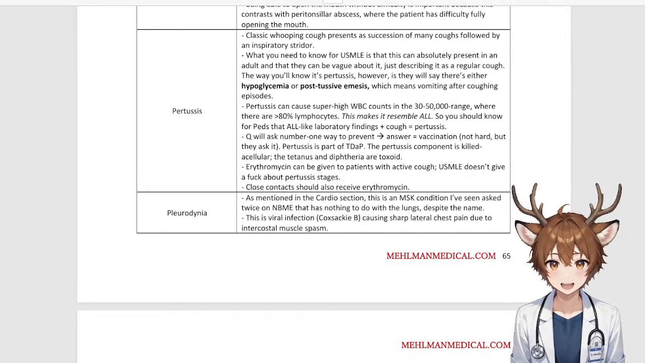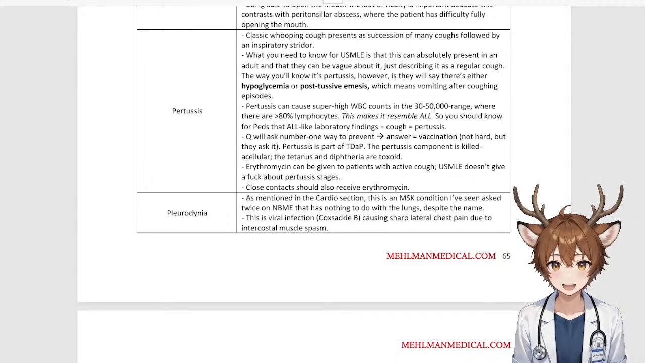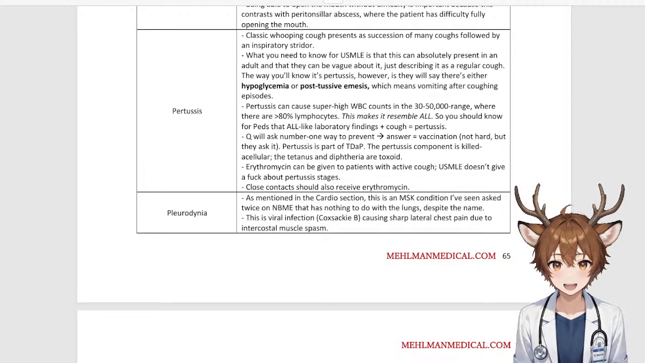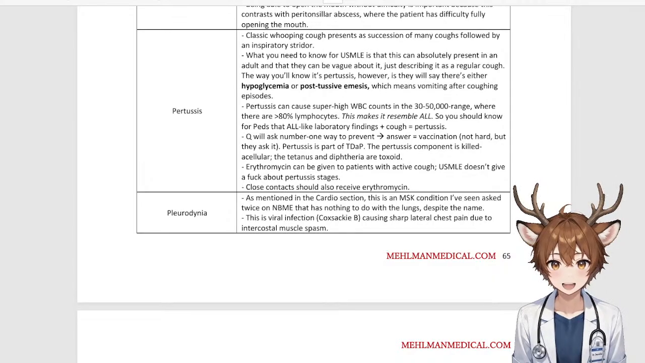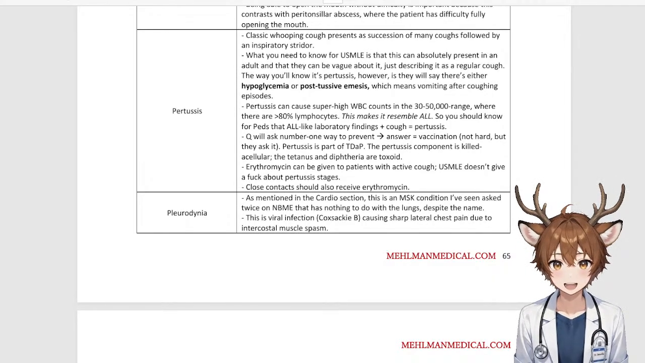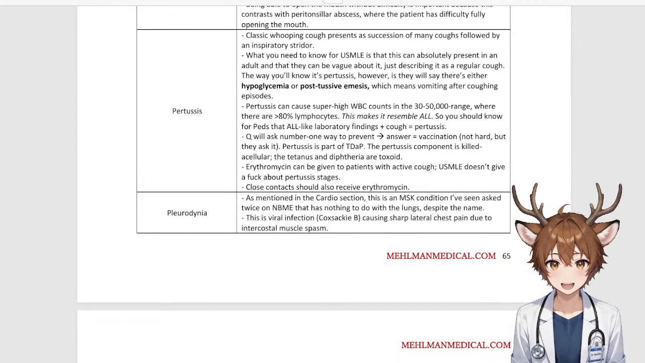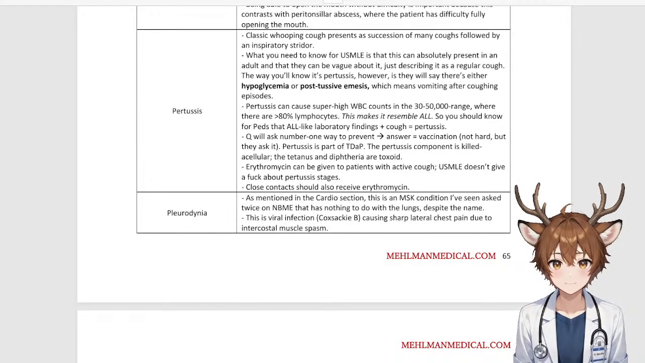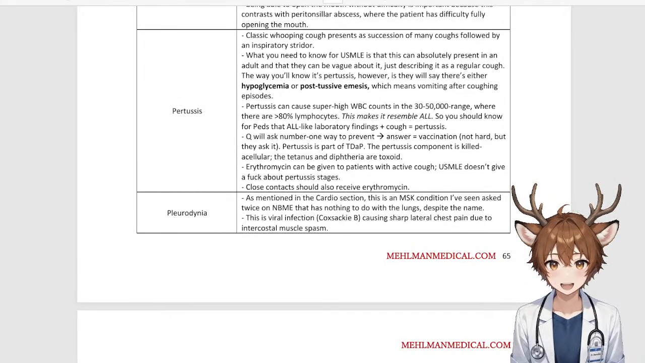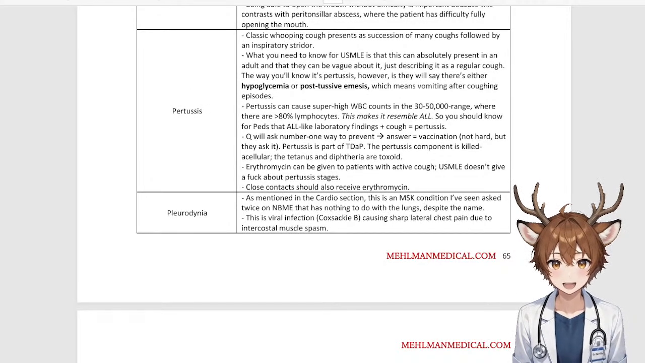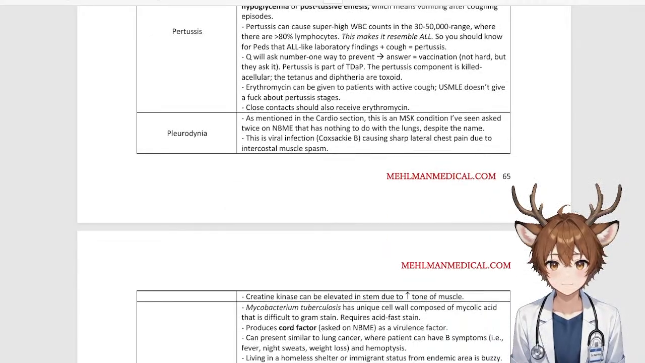Pertussis is part of the Tdap. Pertussis component is killed acellular. The tetanus and diphtheria are toxoid. Erythromycin can be given to patients with an active cough. USMLE doesn't care about pertussis stages. Close contacts should also receive erythromycin. And again, pertussis resembles ALL because it has these very high white blood cell counts, and they're 80% or more lymphocytic.